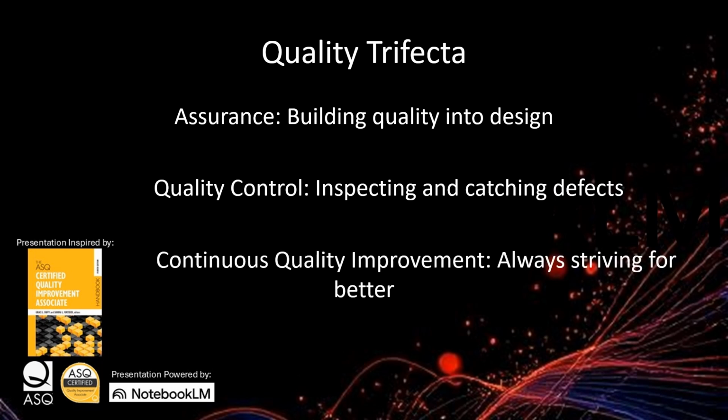Exactly. But we don't just want to react to problems. We want to continuously improve. Right. That's where continuous quality improvement, or CQI, comes in. It's like the homeowner who's always looking for ways to upgrade their house, maybe add insulation for energy efficiency or do some landscaping to improve curb appeal. So always striving for better. Exactly. CQI involves analyzing data, identifying areas for improvement, and implementing changes to enhance overall quality. So CQI is that ongoing commitment to getting better, to always exceeding expectations.